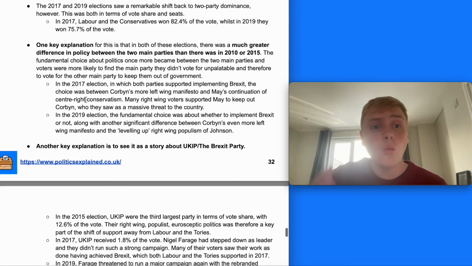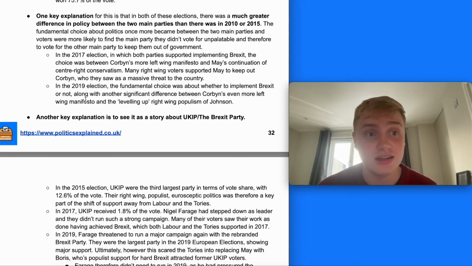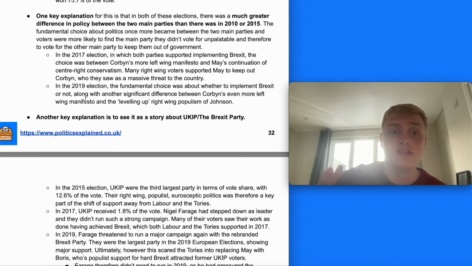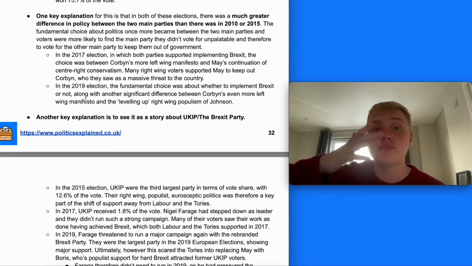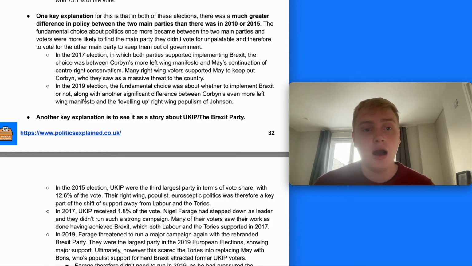So one key explanation is that in both of these elections, there was a much greater difference in policy between the two main parties than there was in 2010 or 2015. The fundamental choice about politics once more became between the two main parties, and the voters were more likely to find the main party they didn't vote for unpalatable, and therefore vote for the other main party to keep them out of government. Whereas in 2010 and 2015, the main parties were largely similar, so it didn't matter too much to voters which one came in.